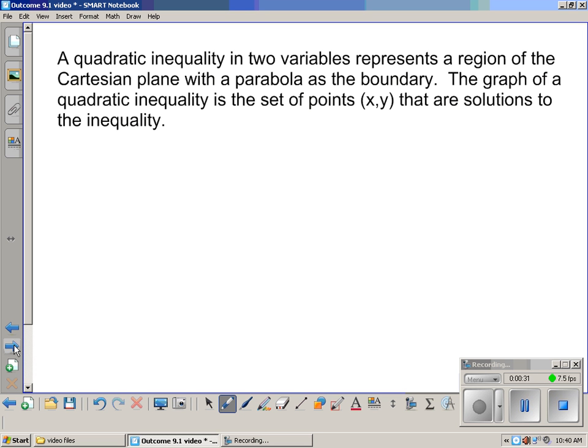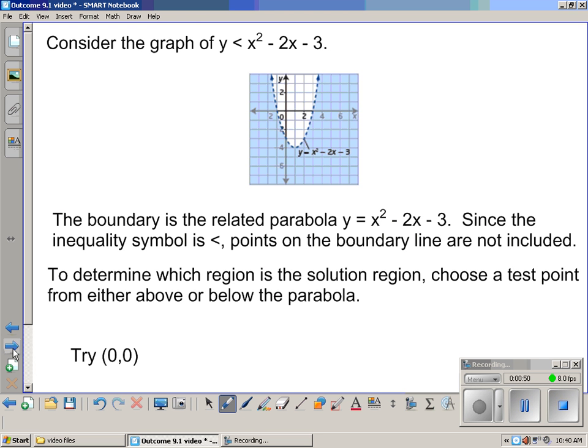A quadratic inequality in 2 variables represents a region of the Cartesian plane with a parabola as the boundary. So in the last lesson we were looking at lines, this time parabolas. The graph of a quadratic inequality is a set of points, again x, y, that are solutions to that inequality. So consider the graph of y is less than x squared minus 2x minus 3.